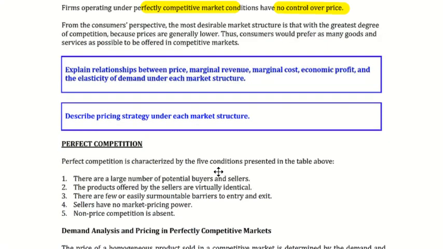We move down into the next learning outcome statements: explain the relationships between price, marginal revenue, marginal cost, economic profit, and elasticity of demand under each of the market structures. Hopefully everybody is quite familiar with these terms, marginal revenue, marginal cost, as we come out of learning module 1. Let's have a look at the pricing structure under each of the following market structures.